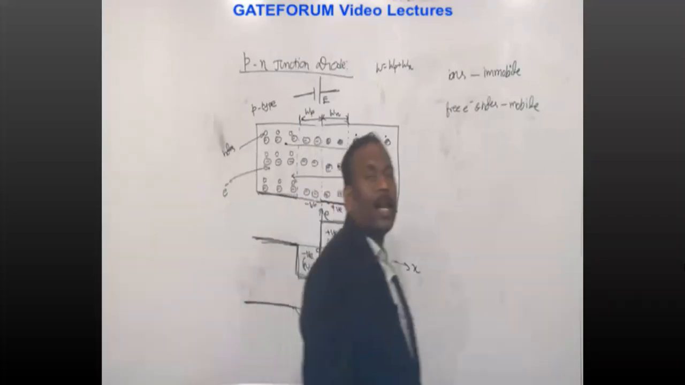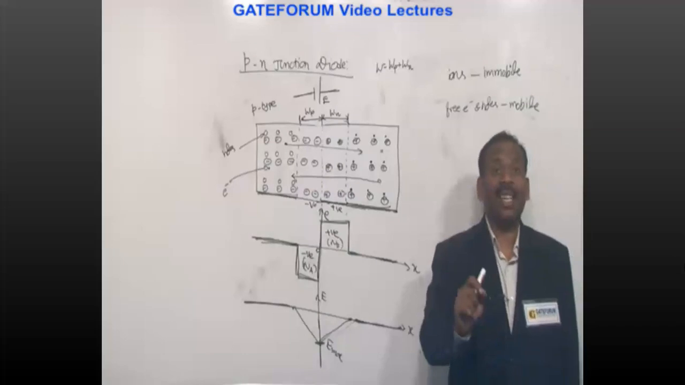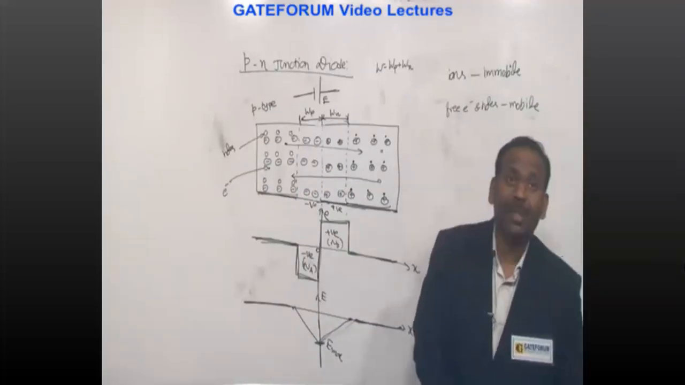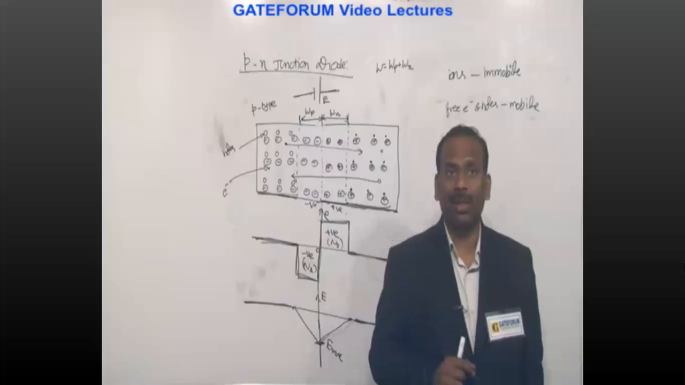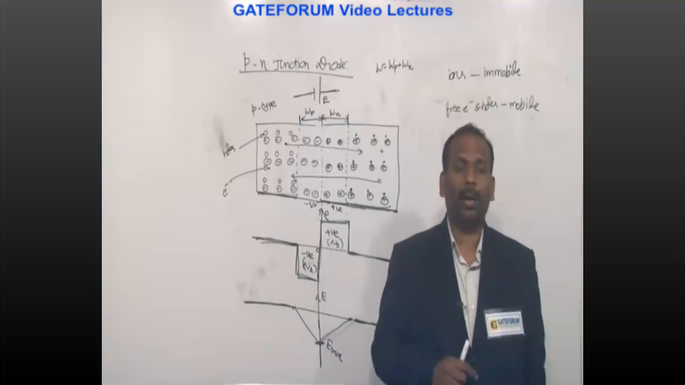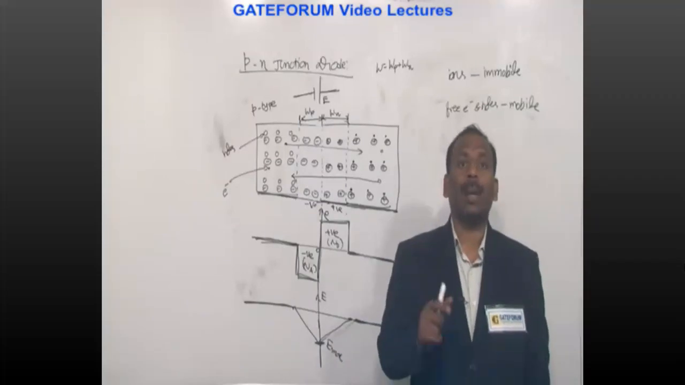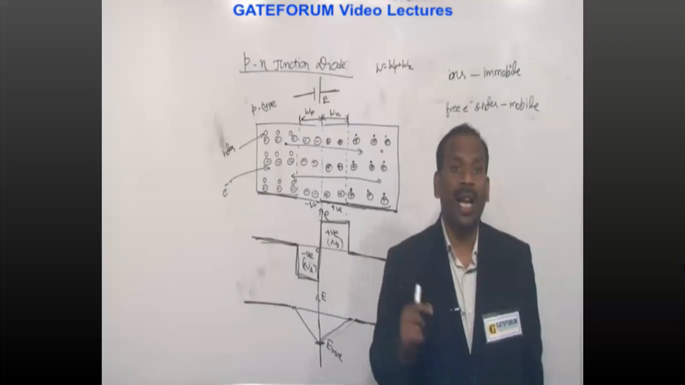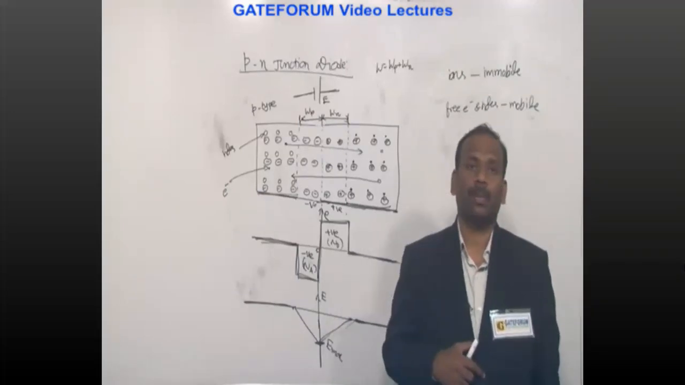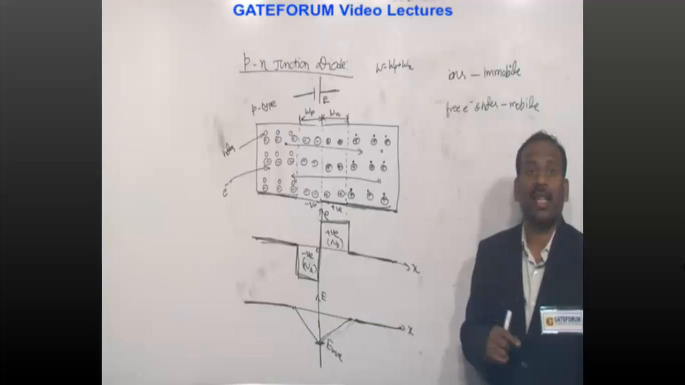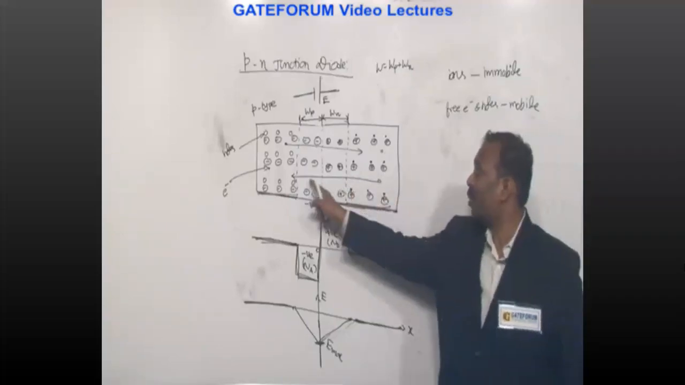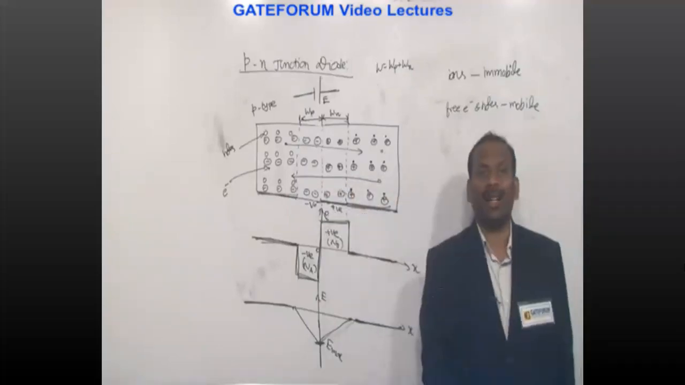Another GATE question is, the depletion layer contains dash. Options are A, electrons, option B, holes, option C, electrons and holes, option D, immobile ions. Okay, the answer is immobile ions. The depletion layer contains only immobile ions.